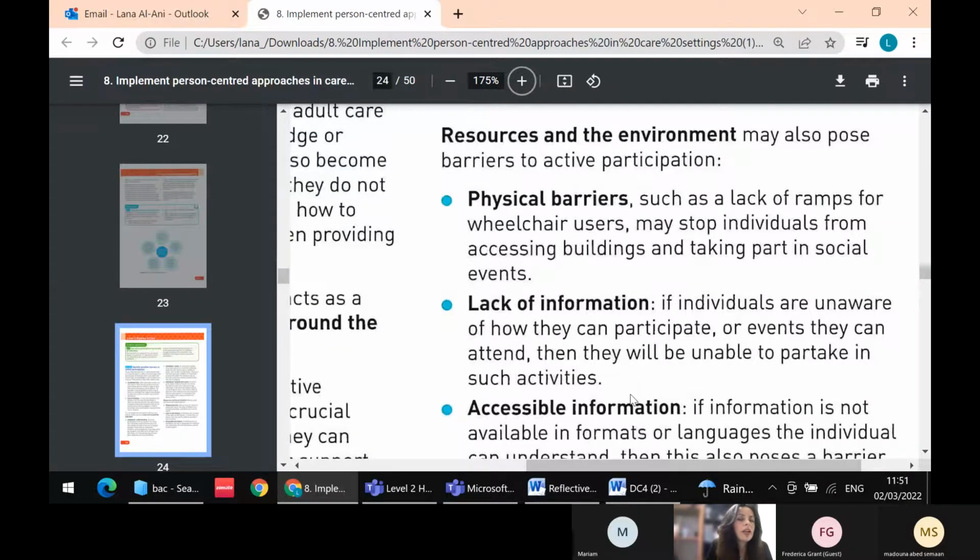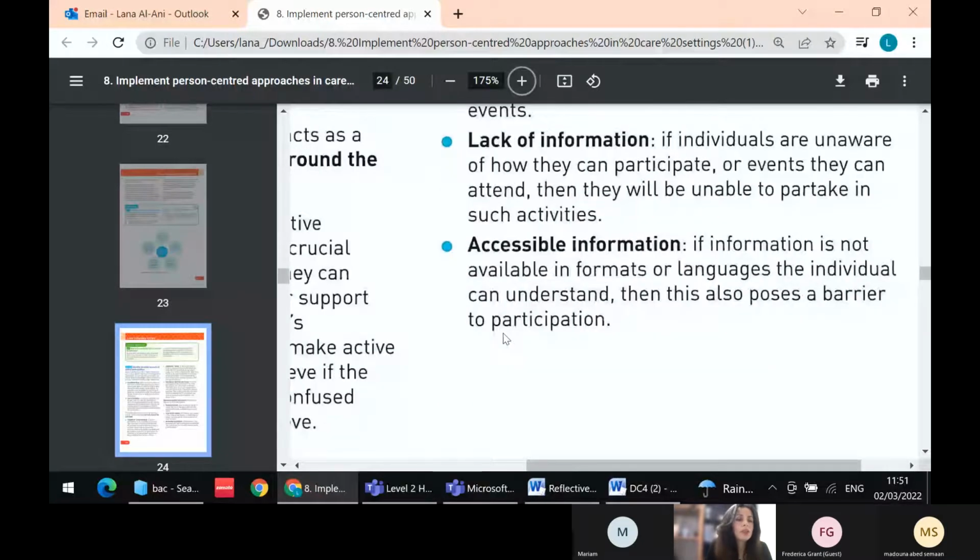If the individuals are unaware of how they can participate, if we don't tell them, they would be unable to take part. Also, accessibility of information. If the information is not available in different languages, maybe the person speaks a different language, if he cannot understand what we're talking about, then he cannot access this information, and that will be a barrier for him to participate.